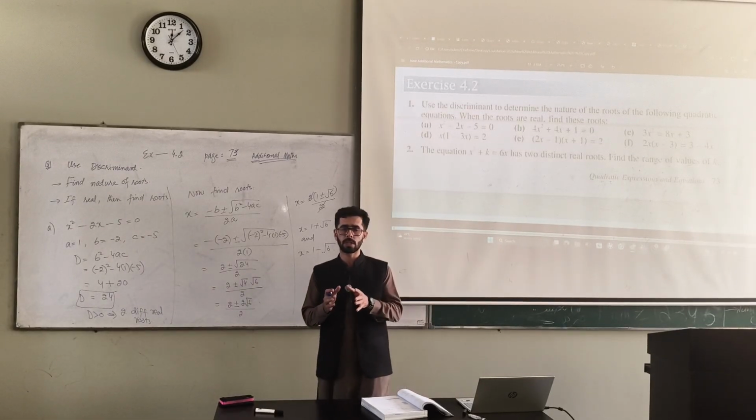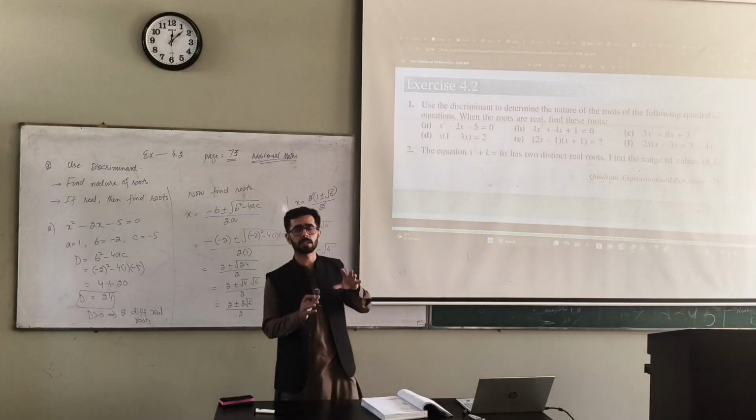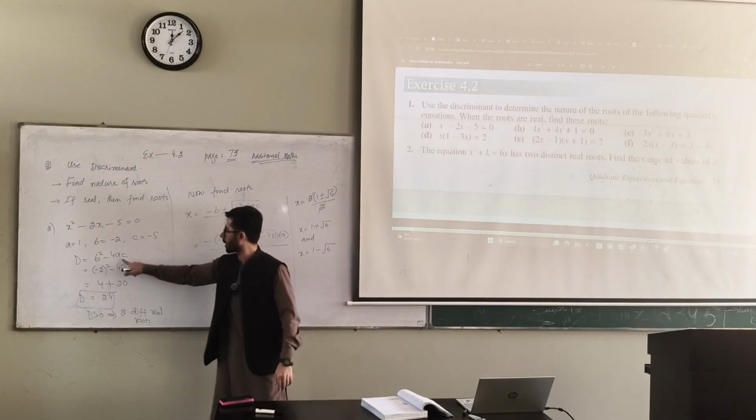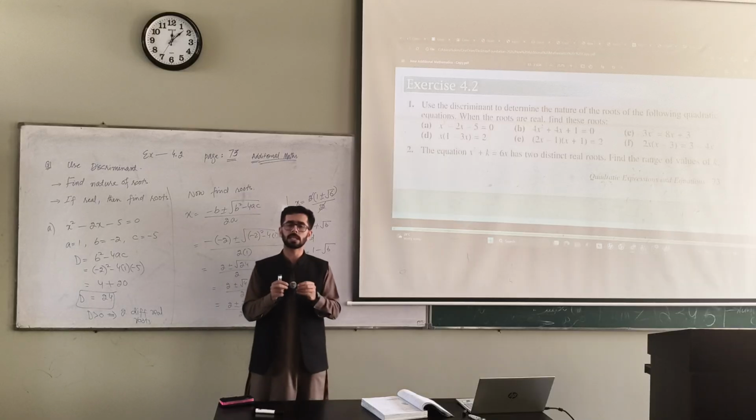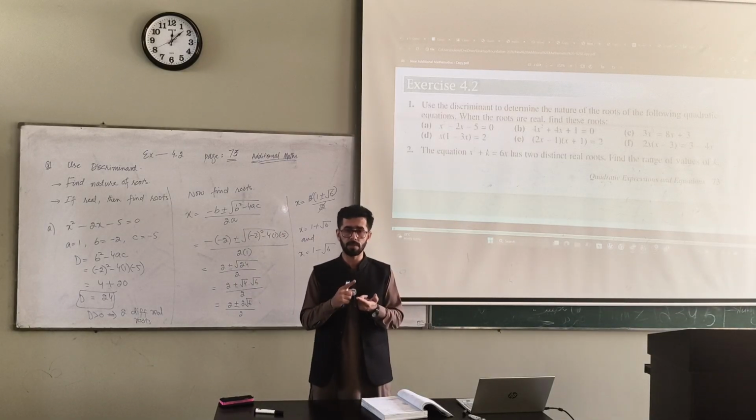Okay, so the first question in exercise 4.2 is asking us to use the discriminant and determine the nature of the roots. So the discriminant is simply b squared minus 4ac. We need to use this to determine the nature of the roots. What are the natures of the roots that we have?